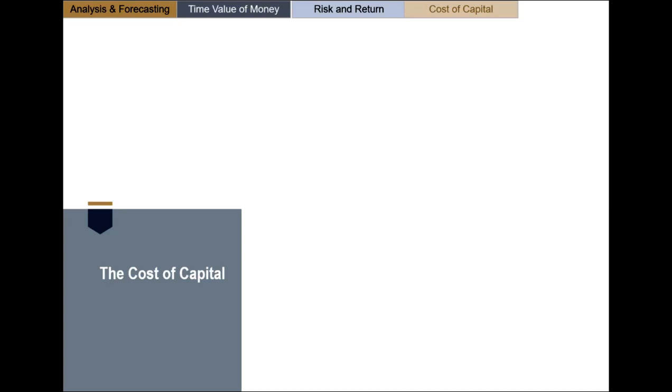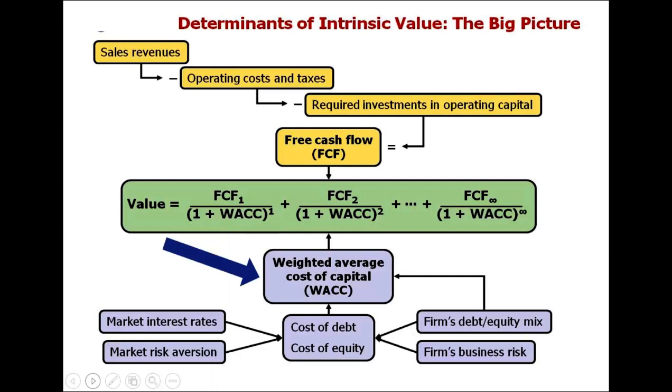This set of slides relates to the actual cost of capital estimation. So let's review this overall picture. Remember that value comes from discounting free cash flows at a discount rate. That discount rate happens to be, in our case, the weighted average cost of capital. As we had said, the discount rate needs to reflect the opportunity cost of your funds.